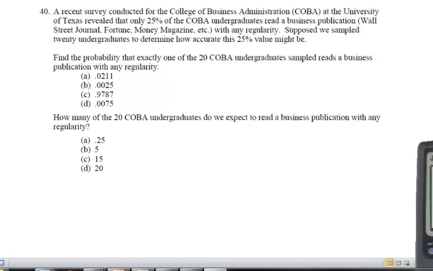All right, number 40. A recent survey conducted for the College of Business Administration at the University of Texas revealed that only 25% of them read a business publication like Wall Street Journal, Fortune, Money Magazine, etc., with any regularity. Suppose we sampled 20 undergraduates to determine how accurate this 25% value might be. Now let's find the probability that exactly one of them sampled reads the business publication with any regularity.